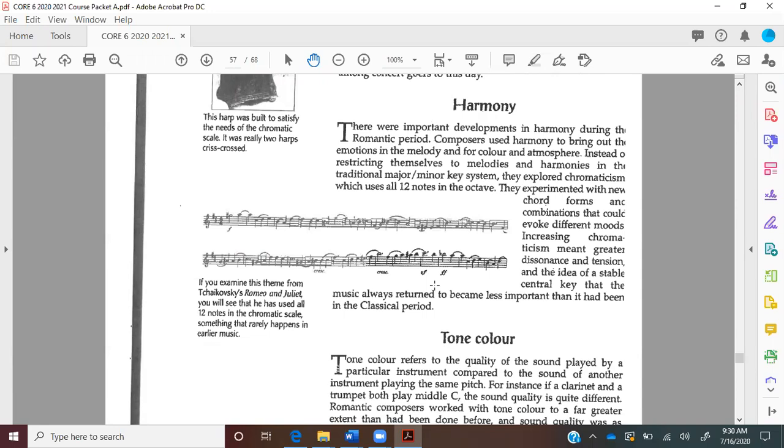Harmony. There were important developments in harmony during the Romantic period. Composers used harmony to bring out the emotions in the melody and for color and atmosphere. Instead of restricting themselves to melodies and harmonies in the traditional major-minor key system, they explored chromaticism, which used all 12 notes in the octave. They experimented with new chord forms and combinations that could evoke different moods. Increasing chromaticism meant greater dissonance and tension, and the idea of a stable central key that the music had always returned to became less important than it had been in the classical period.